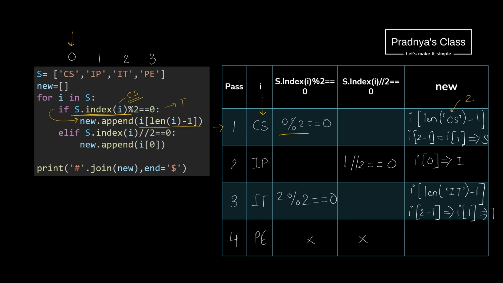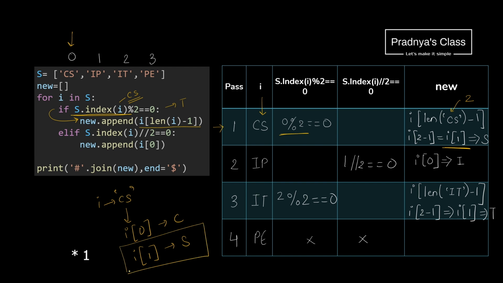I of 1. Now tell me, I of 1 means what? I is nothing but CS. It's a string. We can access the individual element of the string using index. So if I write I of 0, it is nothing but C. If we write I of 1, it is S. According to our expression, we need I of 1. That's why it will be S. With the help of the append method, we will be appending this string to the new list. So what will this new list contain? It will contain the first element as S. Hope this is clear to you.